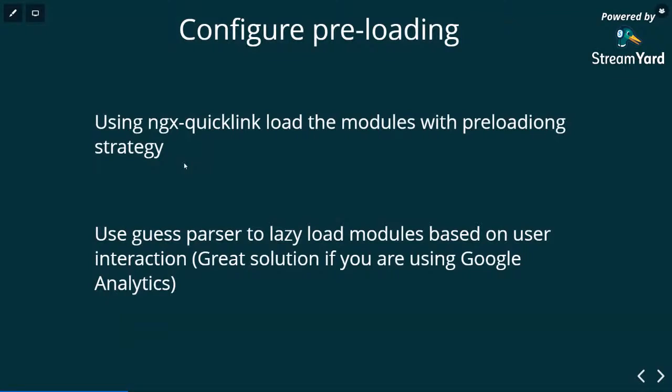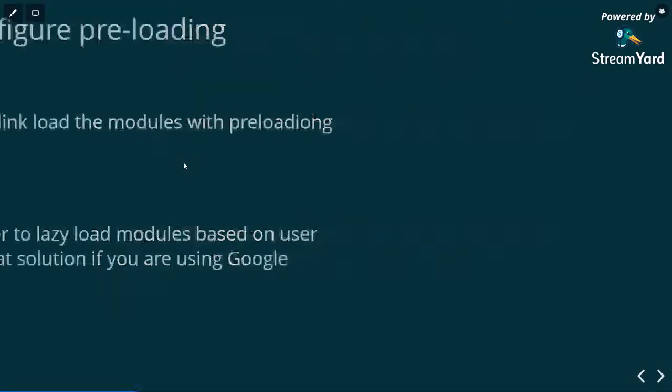So it checks, for example, if there are 4 modules A, B, C, D, whether module A is used frequently. If it is used frequently, it will go ahead and download module A. And for example, B, C, D modules are not used frequently, so it will just avoid them. NGX Quick Link will download your modules anyway, depending upon your bandwidth and the user interaction, right?